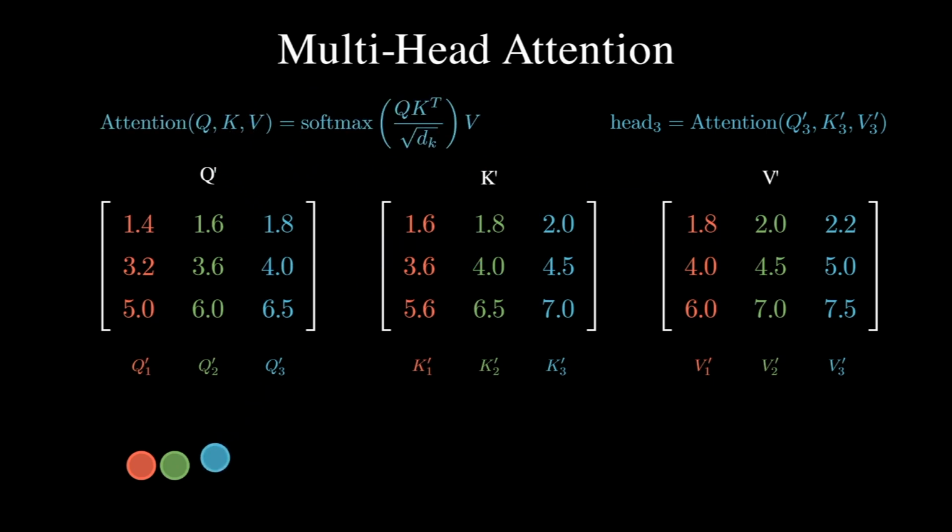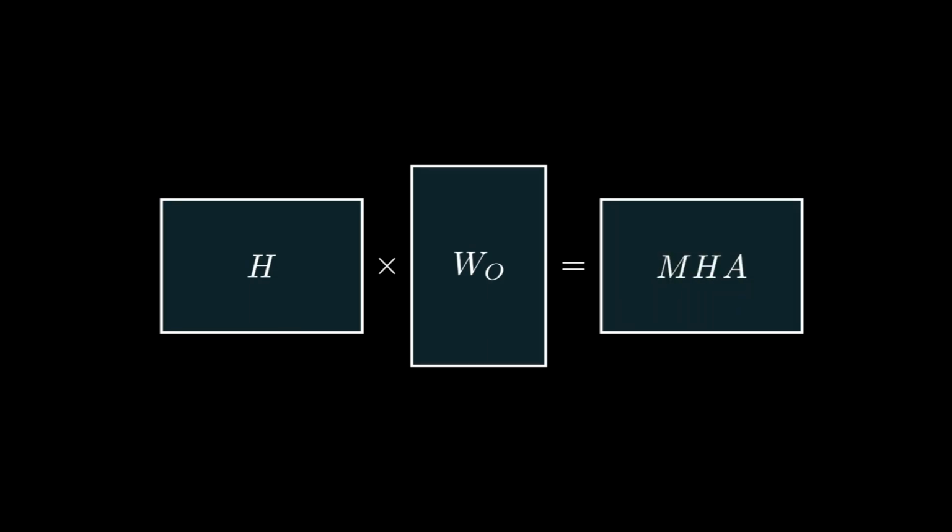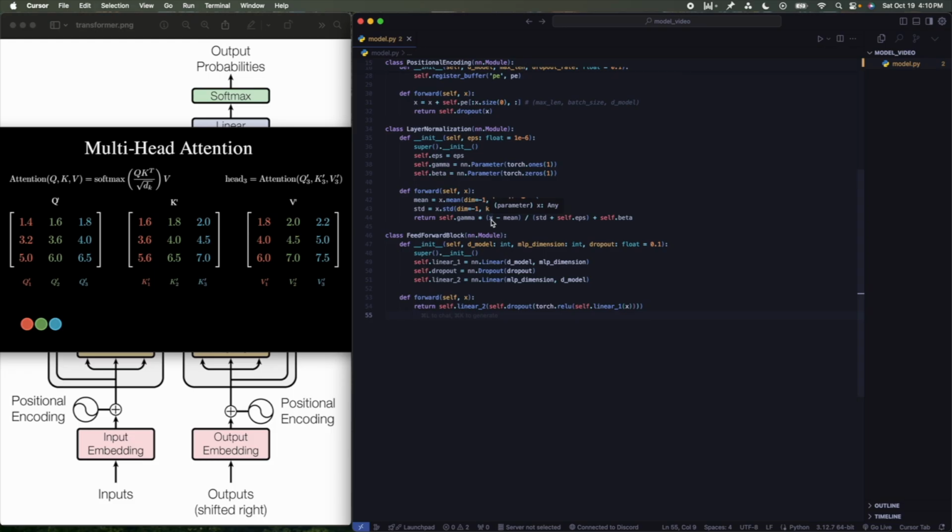Nice! We have calculated head 1, head 2, and head 3. So we concatenate all the heads into one matrix. Let's represent this with H. The last step is to multiply it by the output projection matrix, which blends the attention of all the heads of the matrix into one. This results in a clean multi-head attention matrix that represents each word and its attention towards every other word in the input. Awesome. Now let's code the multi-head attention.